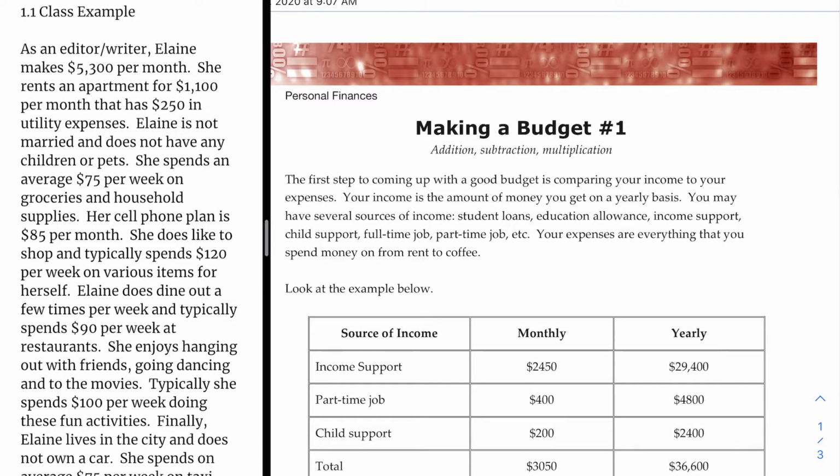Okay, so here we are with lesson 1.1, making a budget. First step to coming up with a good budget is to compare your income to your expenses. Your income is the amount of money you get on a yearly basis or a monthly basis. There are several sources of income. There's also several types of expenses. We're going to look at income first.